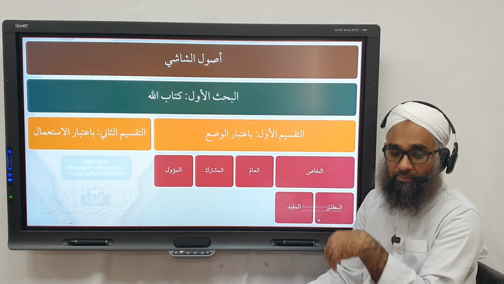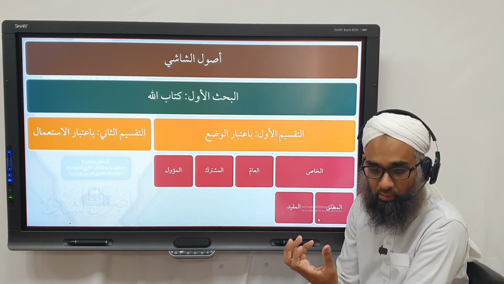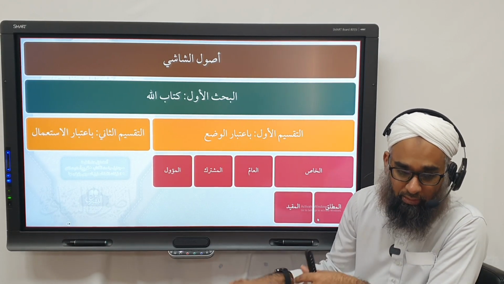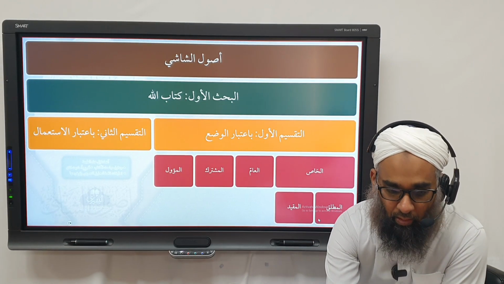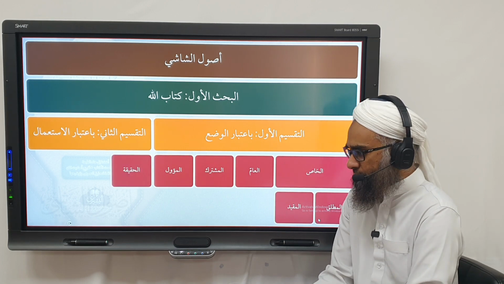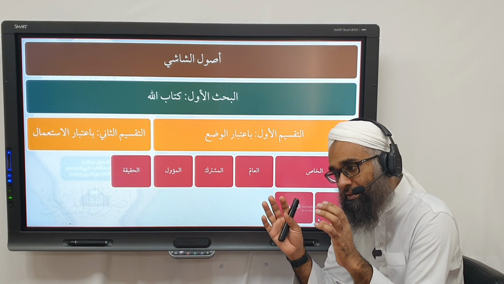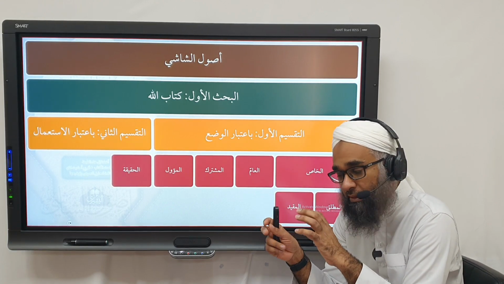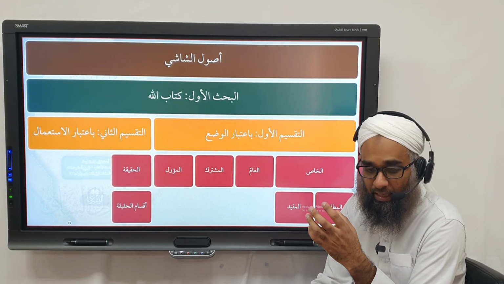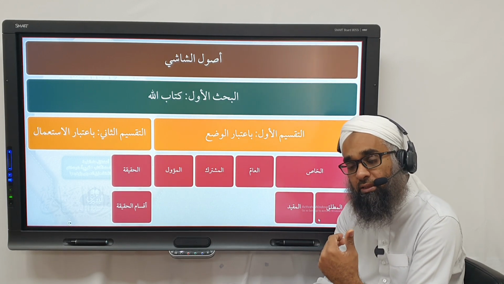Then we move on to bi'tibar isti'mal, how that word is used. We went on to discuss how that word is used. It is either going to be a haqiqah, how that word has been coined, it is used in that actual meaning. The second scenario is majaz. And then in the day we went through the aqsam of haqiqah.